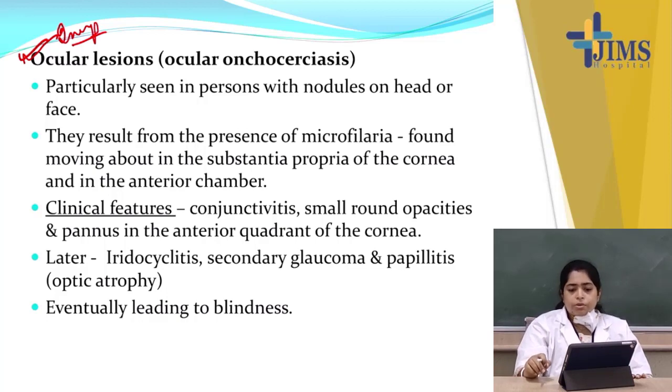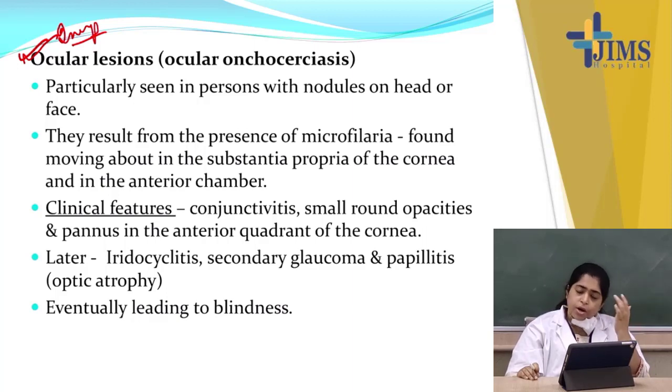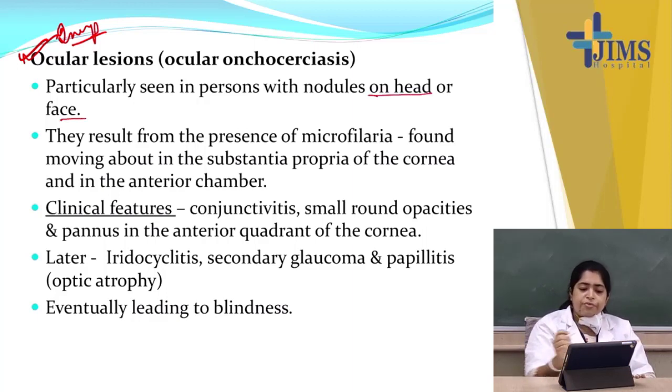So what is ocular onchocerciasis? It is particularly seen in persons with nodules on the head or face. When the nodules are on the head or in the face, you can understand the adult worm is residing in this area. When these adult worms are residing in this area, the microfilaria released by the gravid females can easily reach the eyes. From the lower limbs it is very difficult to reach the eyes, they have to travel a very long path. So it is particularly seen in persons with nodules on the head or the face.